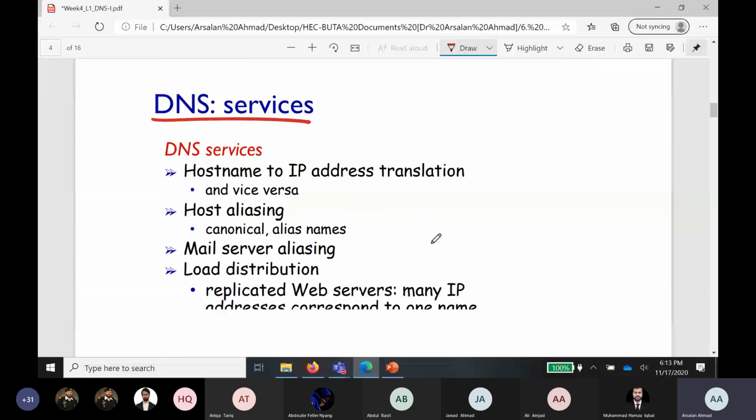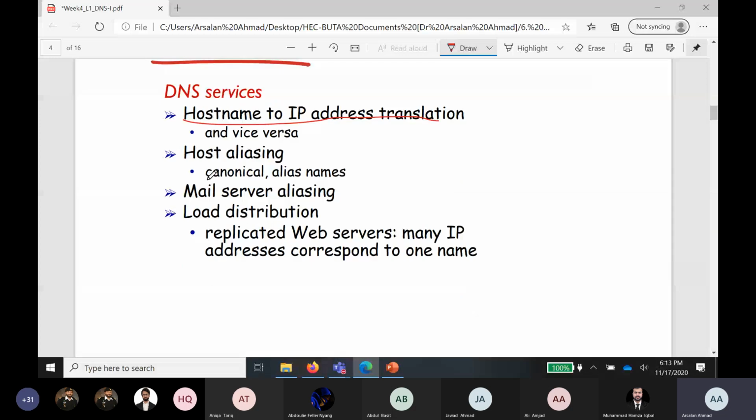So to make it fast. And other than the basic service of hostname to IP address translation, it performs some other services as well. For example, canonical or alias names to the actual name, mail server aliasing, and load distribution. So if we have replicated web servers, and many IPs correspond to the same domain name, the DNS servers cleverly distribute the load among those replicated web servers.